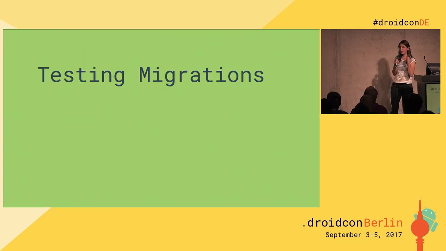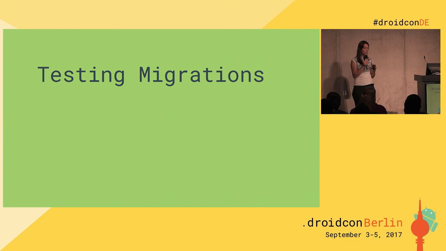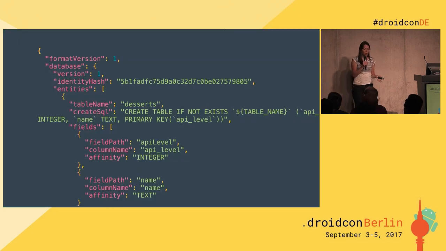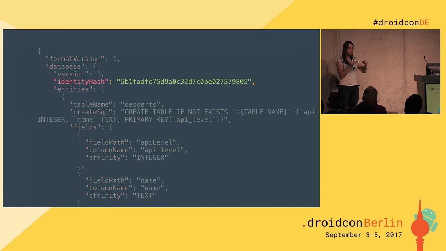Okay, how do we actually test the migrations? For me, this was the most painful thing and the part that I always feared when I was using the SQLite API. What Room does for you is generate a JSON that contains the information about the tables. More precisely, it also has that identity hash that I've been mentioning before.